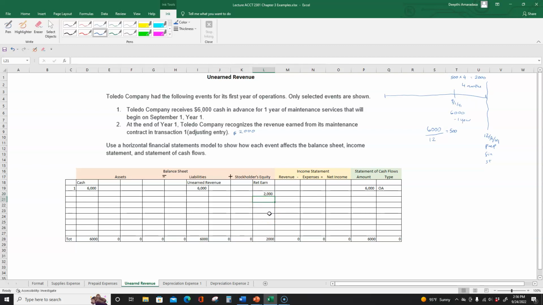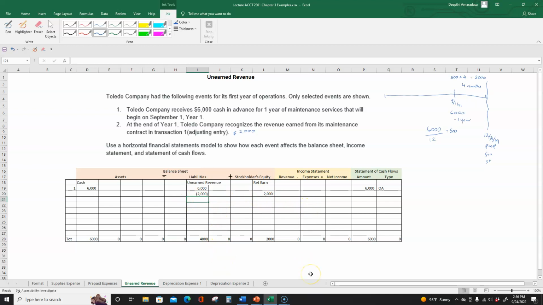What else happened? Well, the company does not have a liability of $6,000 anymore. We've already earned $2,000, so we can decrease unearned revenue to show that we don't owe $2,000 of services anymore. We've already earned that. Now we've only got $4,000 remaining at the end of the year. That takes care of the balance sheet.